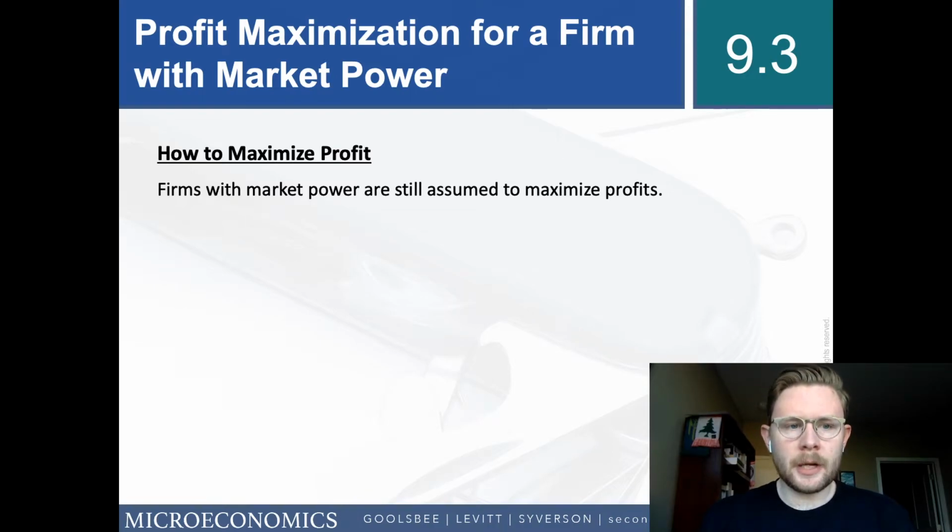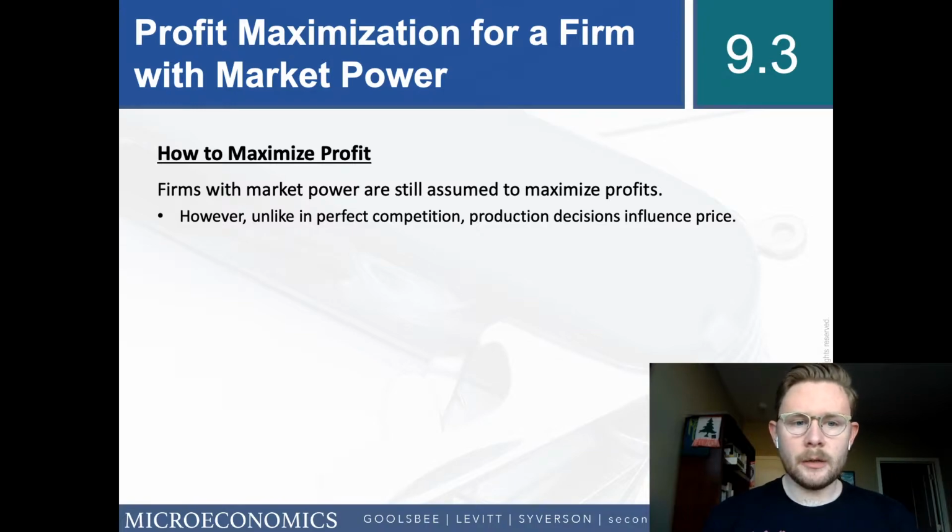So, to start chapter 9.3, we're going to talk a little bit about how a monopoly's market power influences its decision making. The first thing to note is that monopolies are firms with market power, and like perfectly competitive firms, their goal is to maximize profit. The question, though, is how they do that.